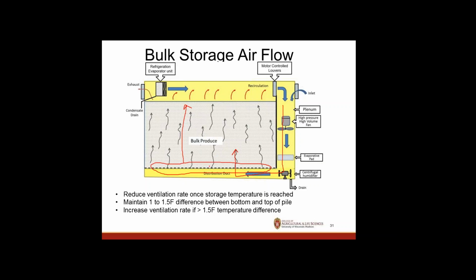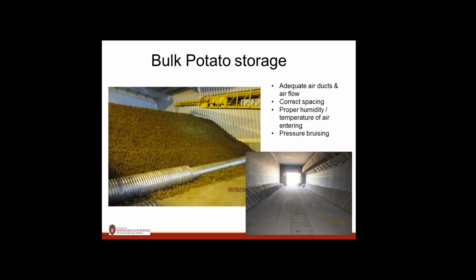Typically, when we're doing bulk storage, we're going to try to maintain the temperature difference between the bottom of the pile and the top of the pile to about 1 degree or 1.5 degrees, and that is usually sufficient to maintain product quality. If the temperature starts going up, that means we need to increase our airflow rate. If it goes down below 1, that means we can usually reduce the airflow rate. So that's one way we can look at how much airflow we need through the product, by looking at the temperatures.